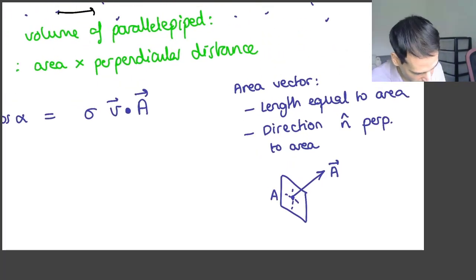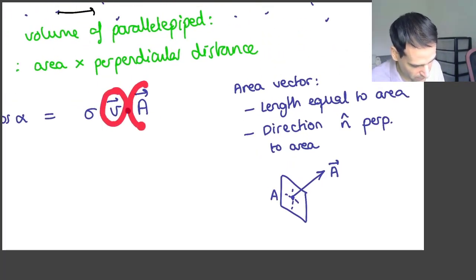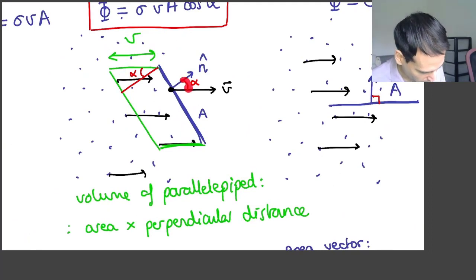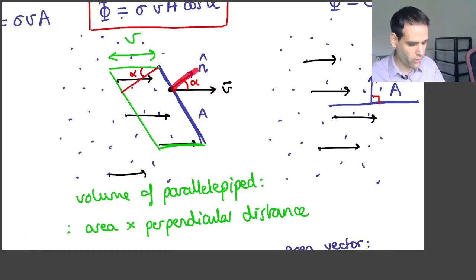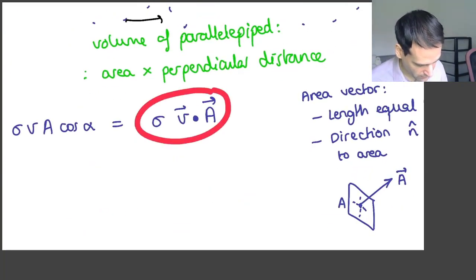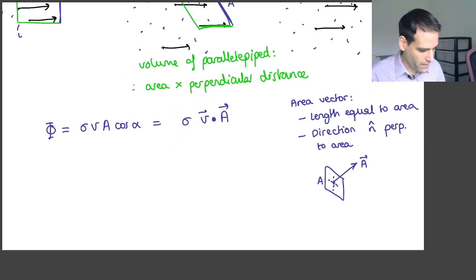So now by doing the dot product between the velocity vector and the area vector, this includes the cosine of alpha, okay? Because remember that alpha was the angle between the velocity and the normal to the area. So we can use this trick to write the flux, okay? And now we are going to do one more simplification.